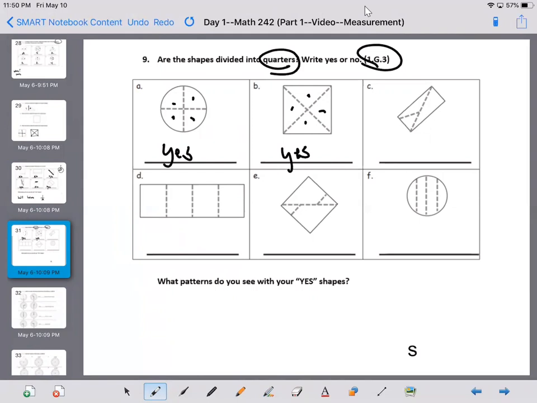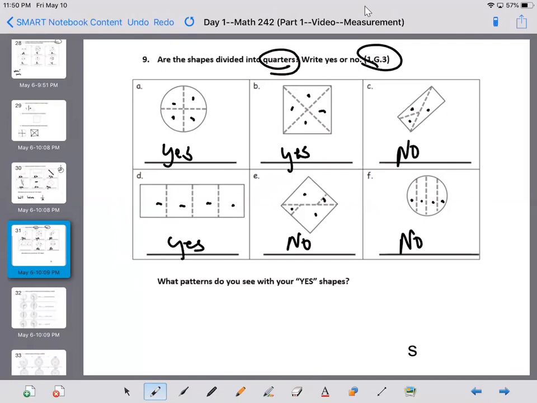And then this one, the rectangle from the diagonal, and then it stops. So we're looking 2, 3. That's not even 4 pieces, so that's a no. And this circle down here on F has 4 pieces, but those are not going to be the same. And neither is E. We can see the 4 pieces there, but they've got to be equal amounts. And then D is a yes.